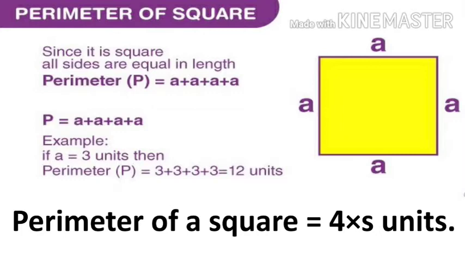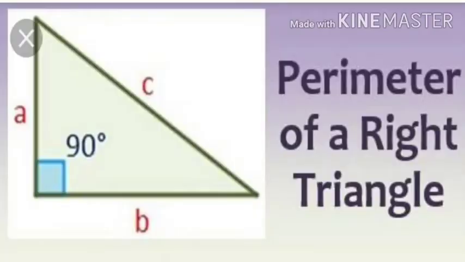Students, keep in mind, for perimeter we have to use units, the given units. The units of length may be expressed in terms of meter, millimeter, centimeter, kilometer, inch, feet or yard. Here 3 units only given, so we have to use units here. For example, if 3 centimeter is given, here you have to write 12 centimeter. If meter, you have to write 12 meter. Now let's see the perimeter of a right triangle.